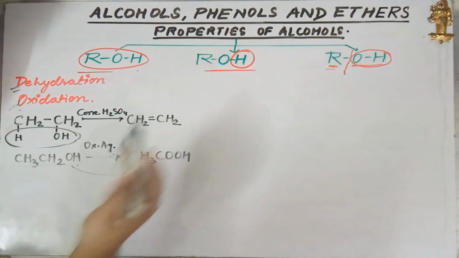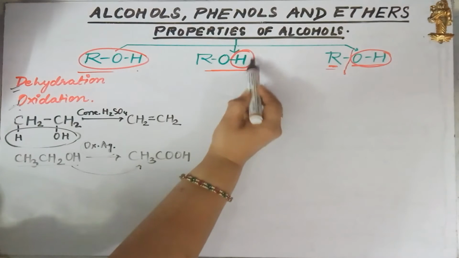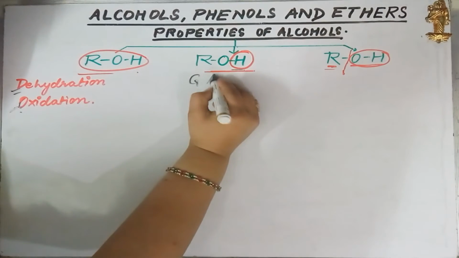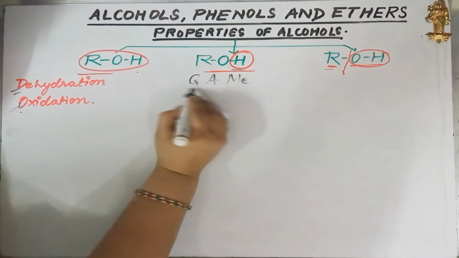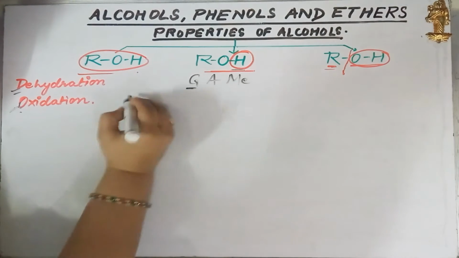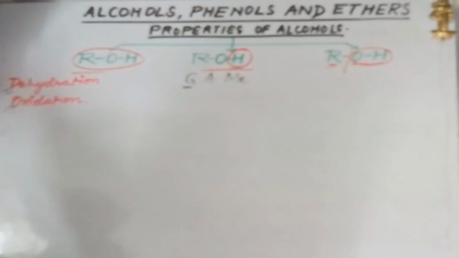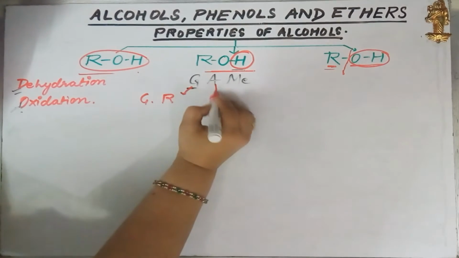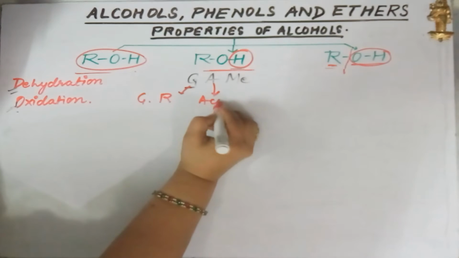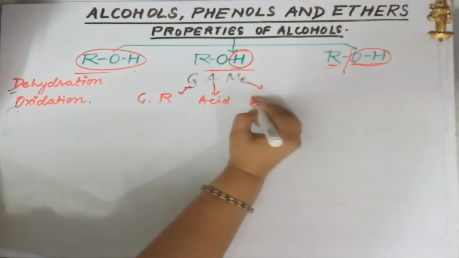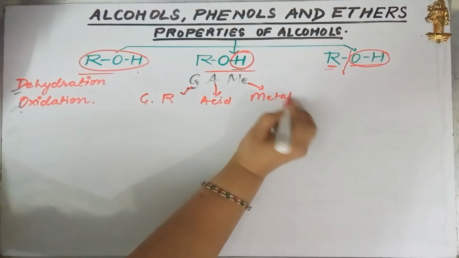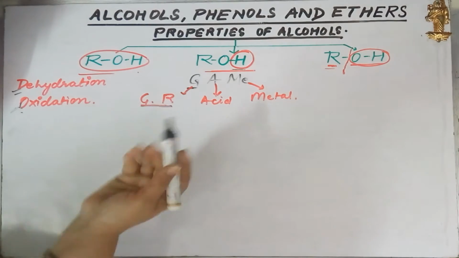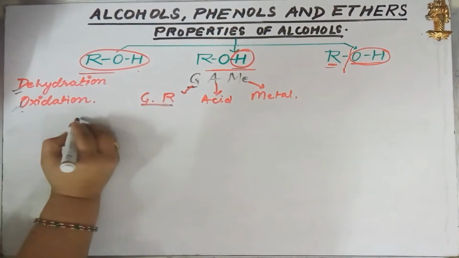Let us talk about the another kind of reaction where the H will be released. We can recall all kinds of reactions of this kind where the H is released by using the term called GAME, where the G will remind us of the Grignard reagent, that is the reaction with the Grignard reagent, and A will remind us of the acid, and Me will remind us of the metal. So let us talk about the reaction of alcohol with the Grignard reagent.